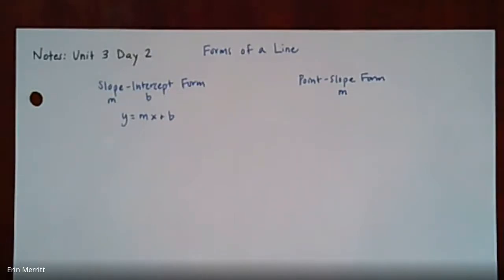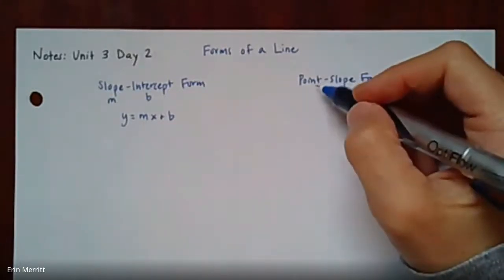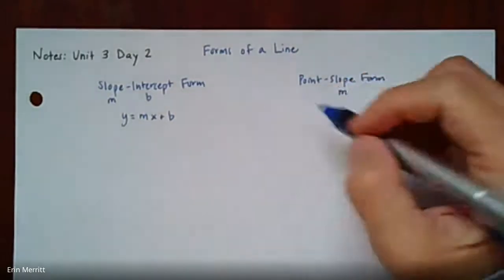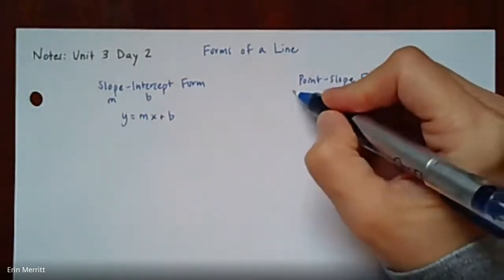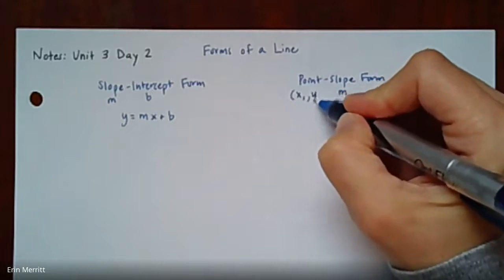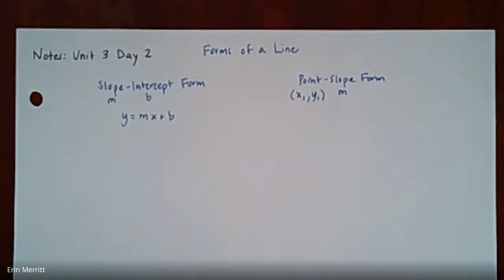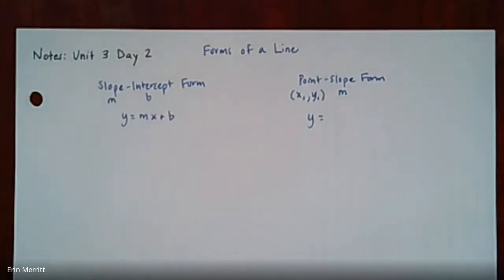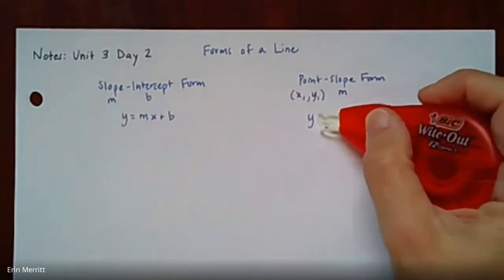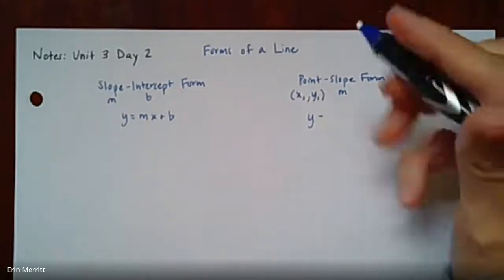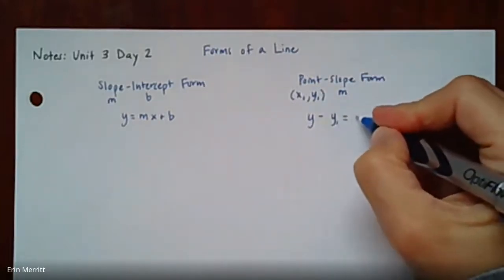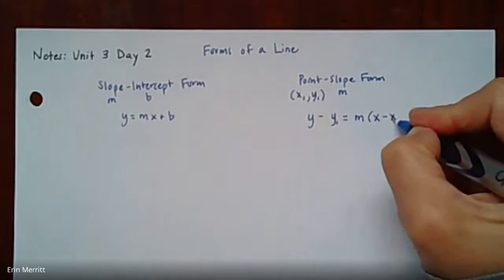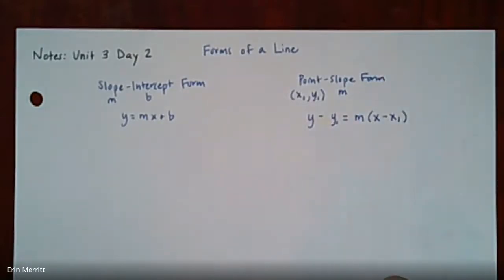As for point-slope form, this is where you have to know just any old point on the line. It doesn't have to be the y-intercept. And so in that case, we would call that point x1, y1. Right? For that equation, it looks like y minus y1 equals m times x minus x1. For each of these, you keep the plain old x and y, and you plug in for the other variables.